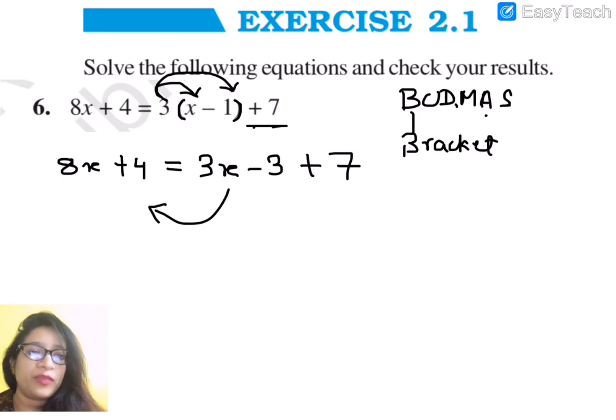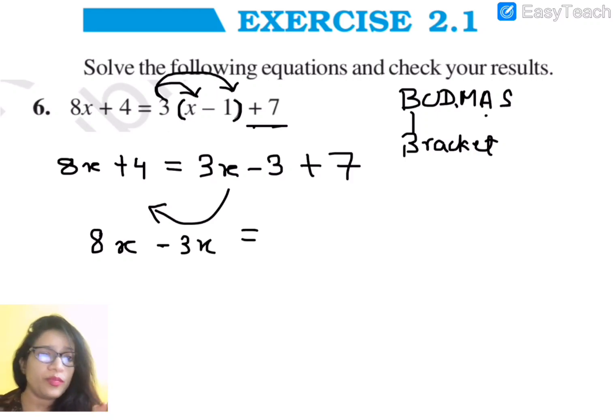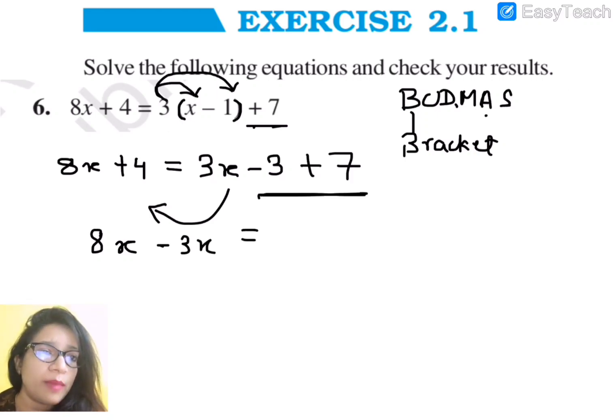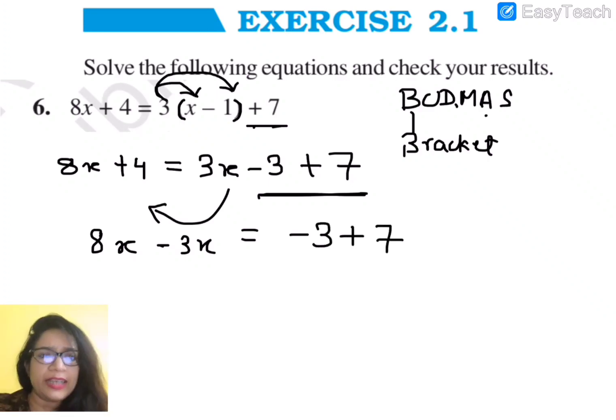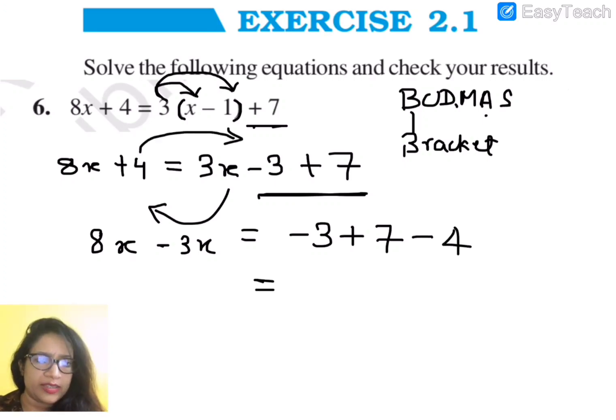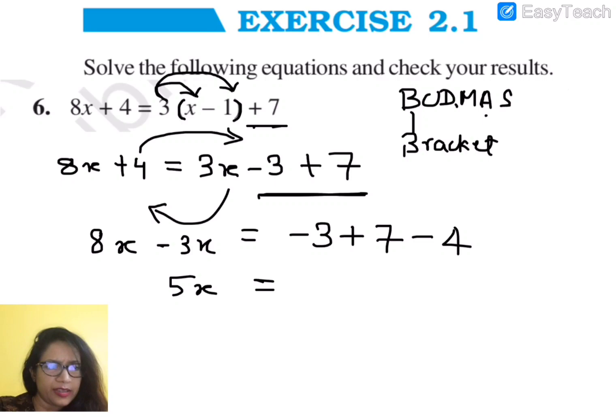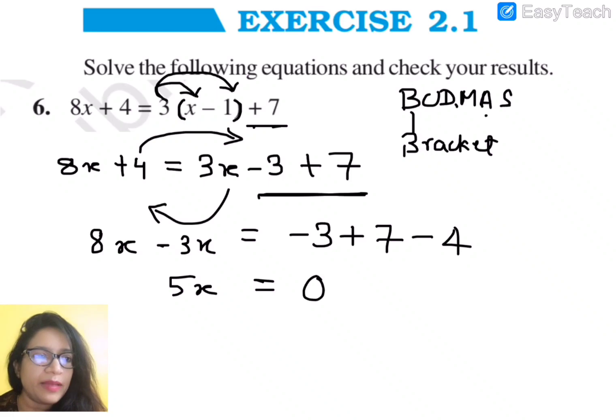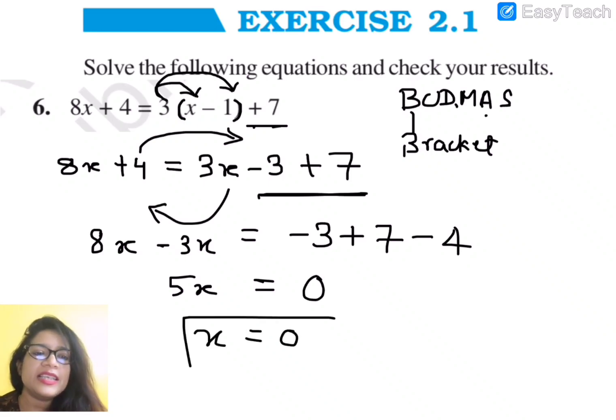We put the 3x on this side, so it will become 8x minus 3x. It is equal to, we will not touch these two numbers, minus 3 plus 7. Which number will come on this side? 4 will come on this side, so minus 4. So 8x minus 3x is 5x, and this side, 4, 5, 6, 7, it's coming out to be 0. That means the solution of this equation is 0. Such a difficult equation and such an easy solution, isn't it?